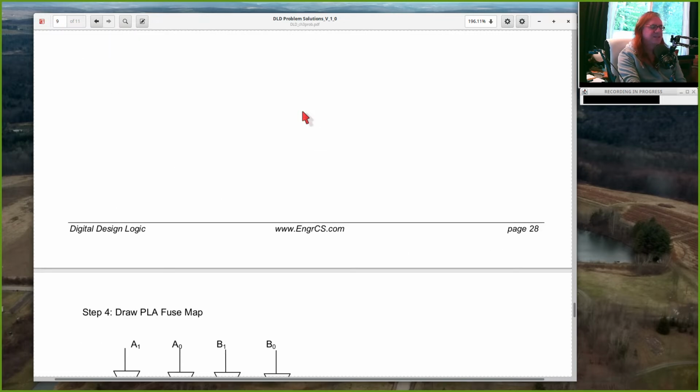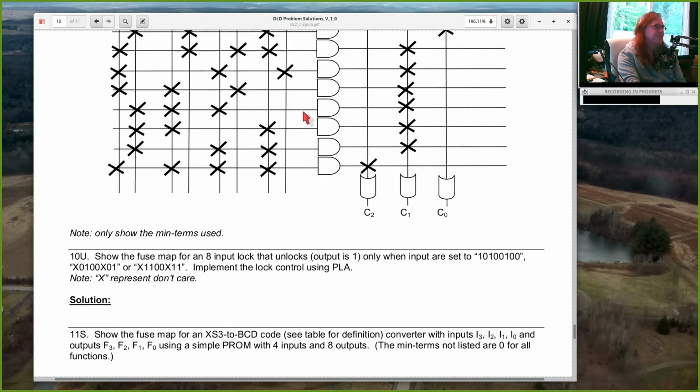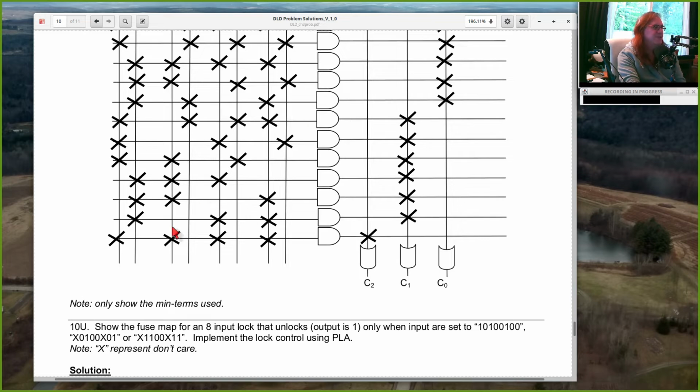Alright, so that's 10 solved. The unsolved question you're going to do for homework is similar. So you want to make a fuse map for an 8 input lock that should unlock, meaning it generates an output of 1, only when the input is set to one of these patterns. And as I noted in Canvas, the X's mean don't cares.